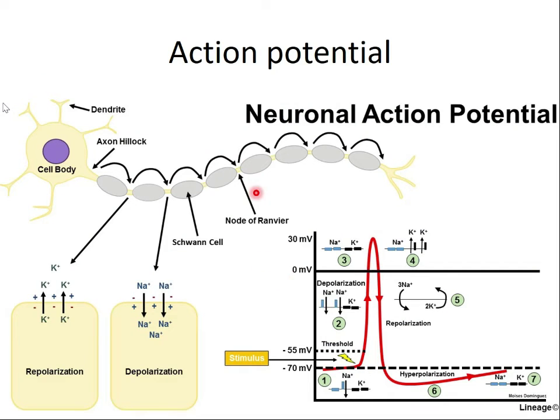And realize how these action potentials travel. With these myelinated cells, action potentials jump from node to node. These nodes are called nodes of Ranvier. These myelin sheaths are formed by Schwann cells.